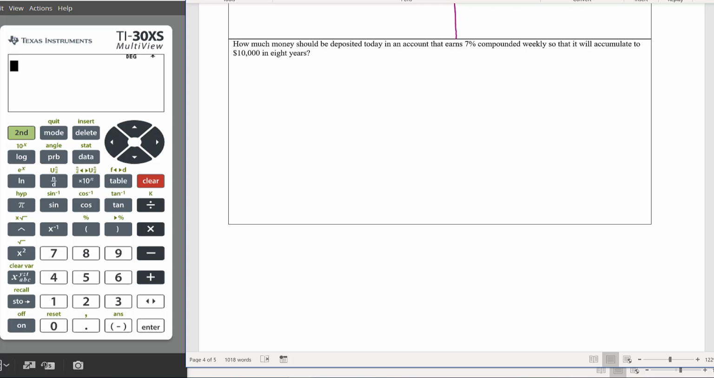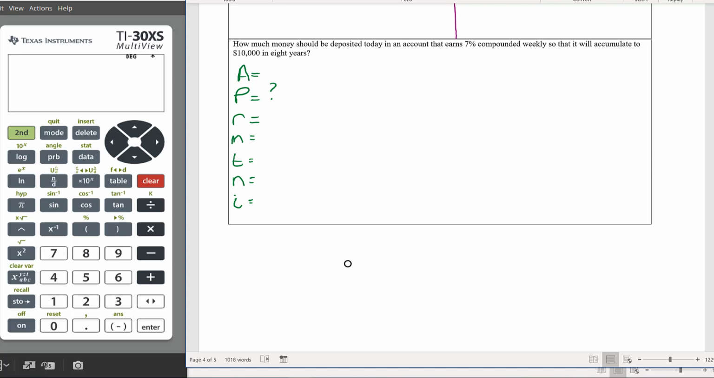Okay, for our next problem, we have: how much money should be deposited today in an account that earns 7% compounded weekly so that it will accumulate $10,000 in 8 years? So let's list all of the values that we're going to need to think about. How much money should be deposited today? I don't know. That's what we're trying to look for. So P is the thing that we're trying to look for.